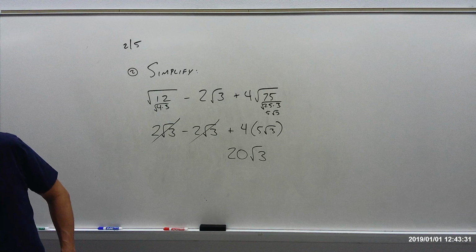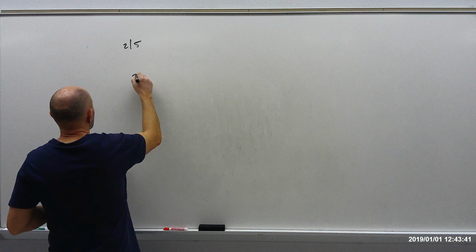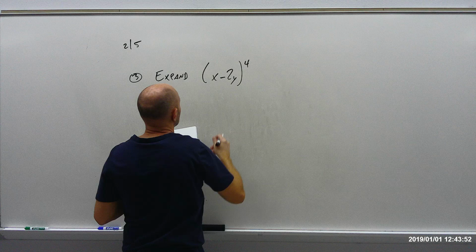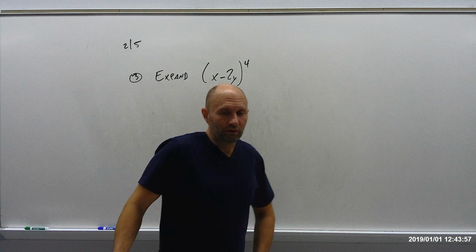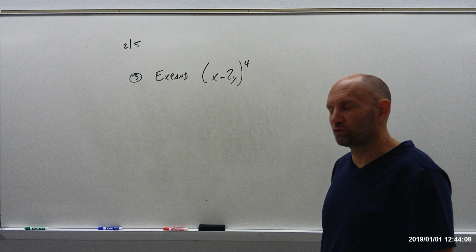Number 3. We have expand, and it's x minus 2y to the fourth power. So this is our binomial theorem problem. Notice it doesn't say expand using Pascal's triangle, or expand using binomial theorem, or I guess you could just multiply this thing out 4 times if you want. I'd recommend against it. It usually doesn't turn out well.